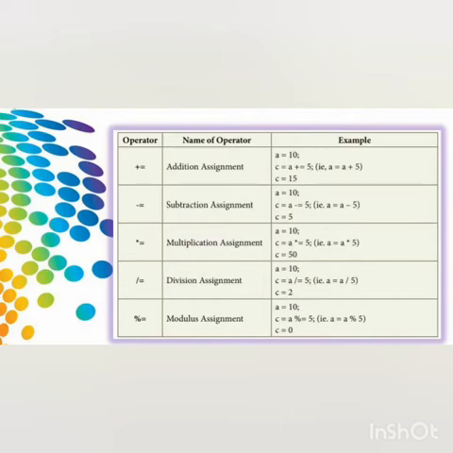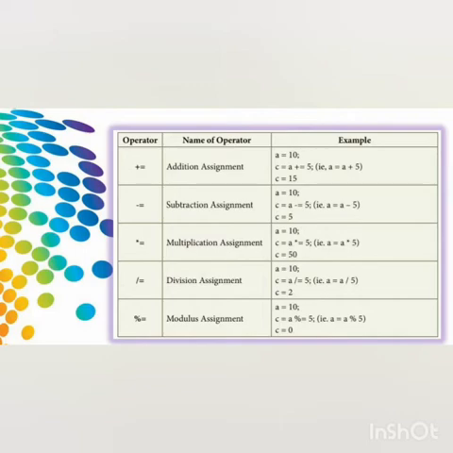Then the next operator is the division assignment operator. So A is equal to 10, C is equal to A slash equal to 5. This can be written as A is equal to A slash 5. A value is 10, then 10 by 5 is equal to 2. So now the value 2 is assigned to the variable A. Then after that A value is assigned to the variable C. So now C value is 2.